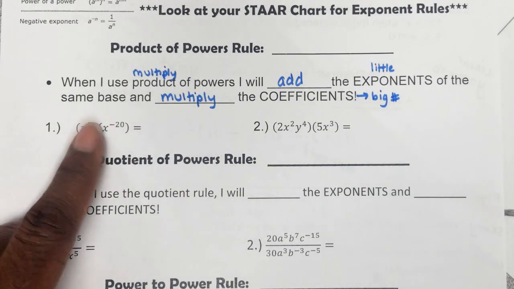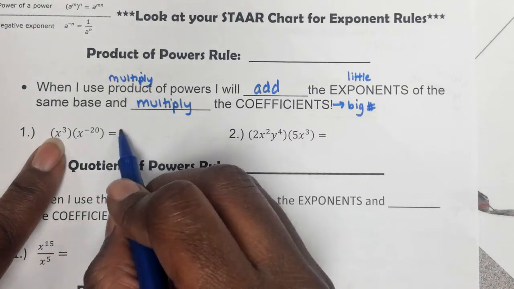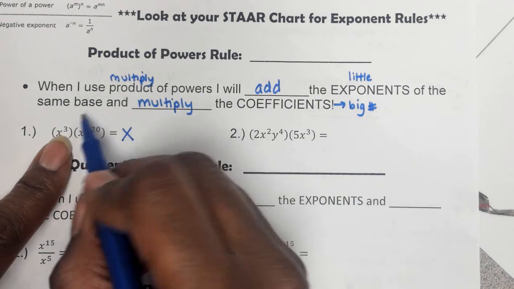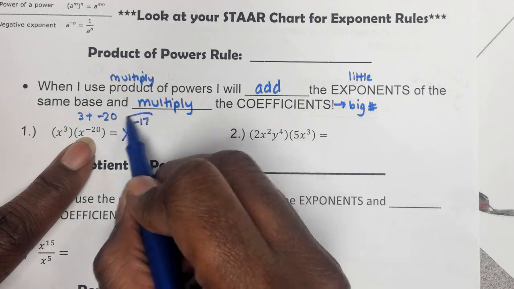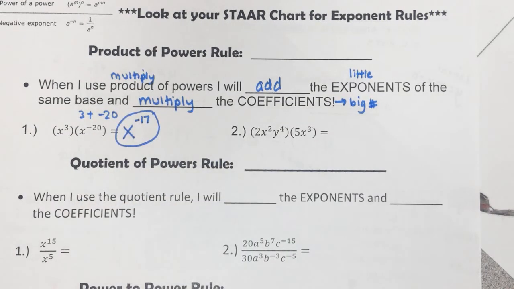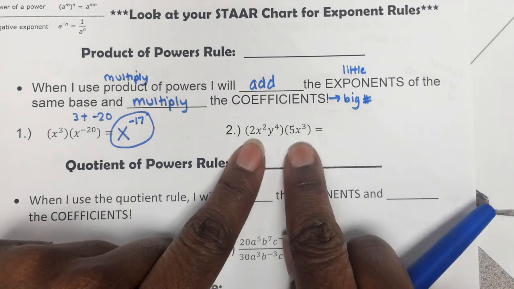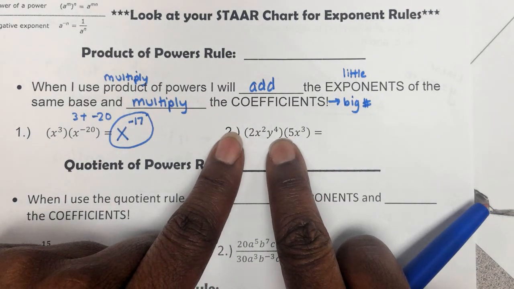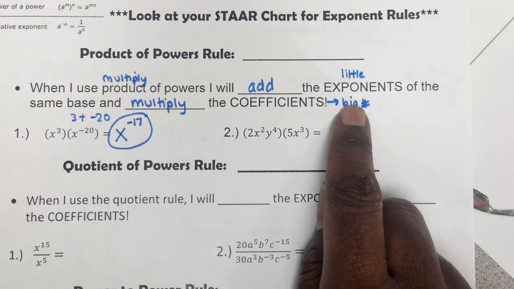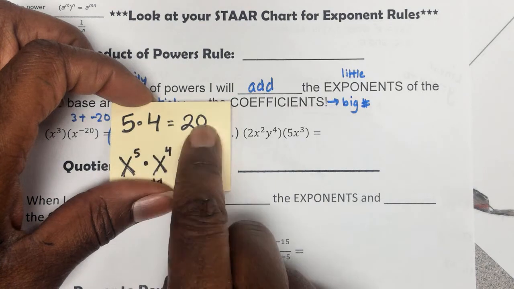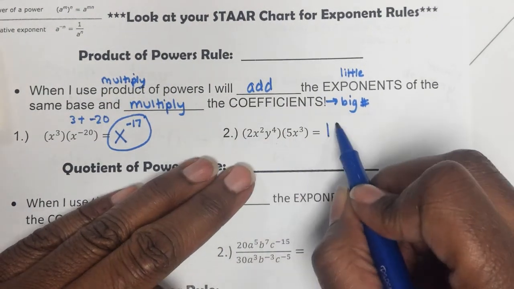Those are little babies. So what do you do to the little babies? You add them, as long as they both have x's. So that's going to be 3 plus a negative 20, and that's negative 17. That's it. All right. Now over here, you have to notice I have some big daddies and some little babies, okay? So remember, with the big daddies, you treat those normally. 5 times 4 is 20. So big daddy, we got to multiply 2 times 5. That gives me a 10.